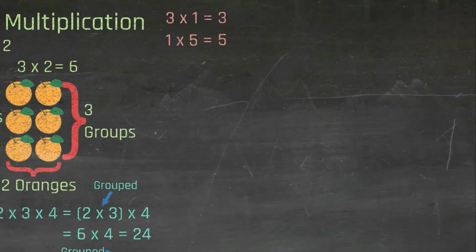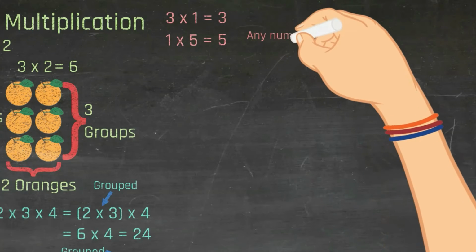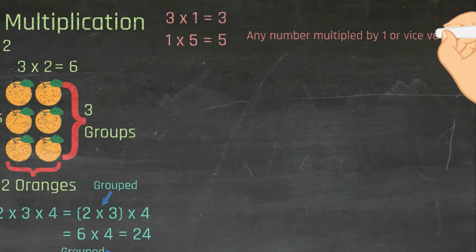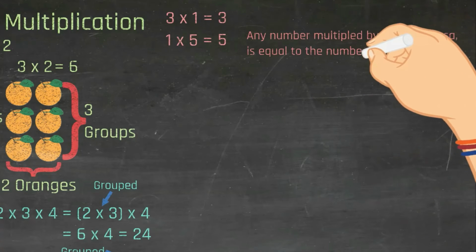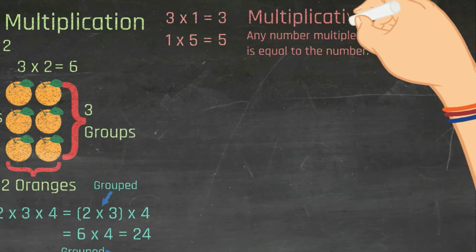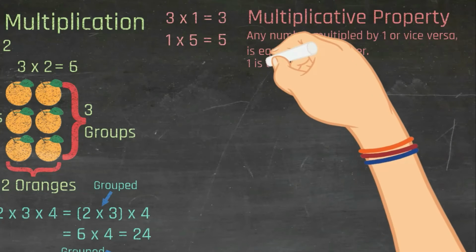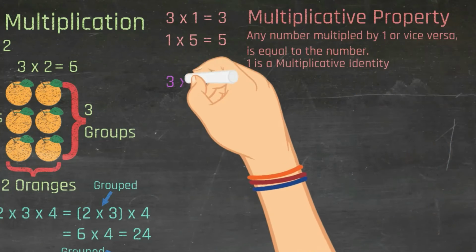What have you observed? Any number multiplied by 1 or vice versa is equal to the number. This is the multiplicative property. This means 1 is a multiplicative identity. Next.